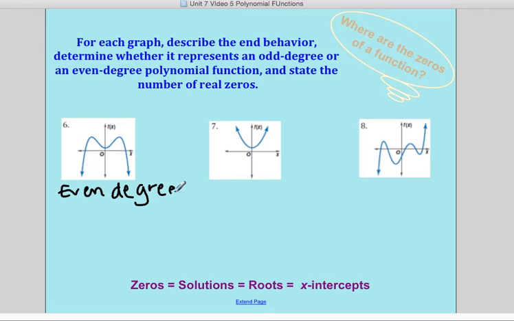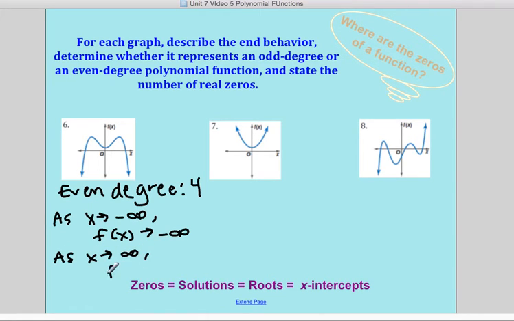What would the degree for this one be? Remember, number of turns plus 1. So there's 1, 2, 3 turns. 3 plus 1 is 4. So it's an even degree of 4. All right, the next thing is end behavior. So as x goes to negative infinity, f of x goes to, so as I look to the left, what's happening to my y values? Going down, so it's going to negative infinity. And as x goes to infinity, my f of x values are going to, well, as I go to the right, my y values are still going down, so negative infinity.